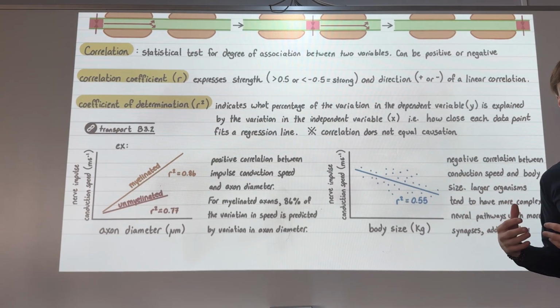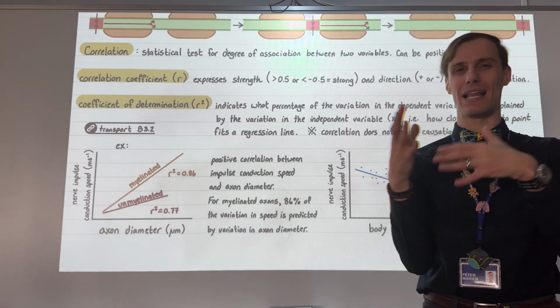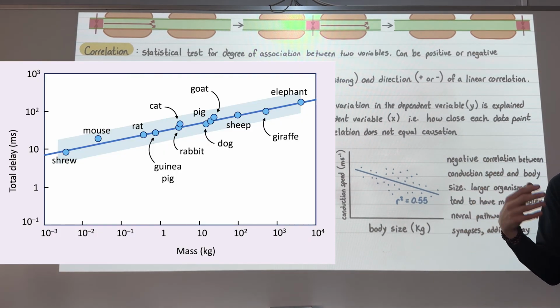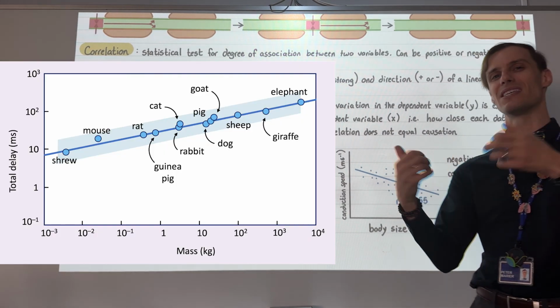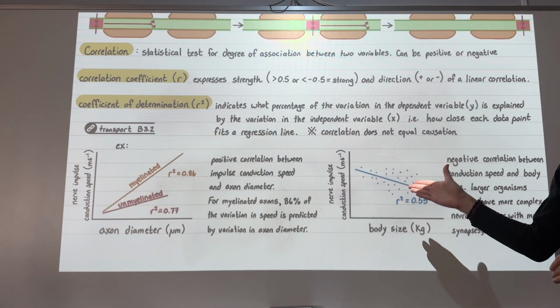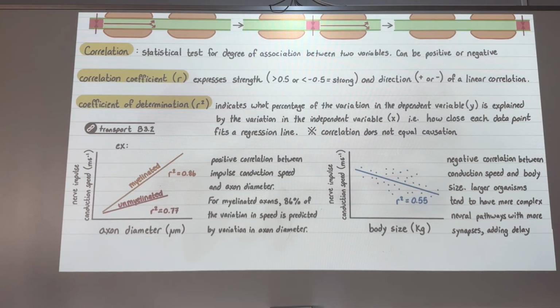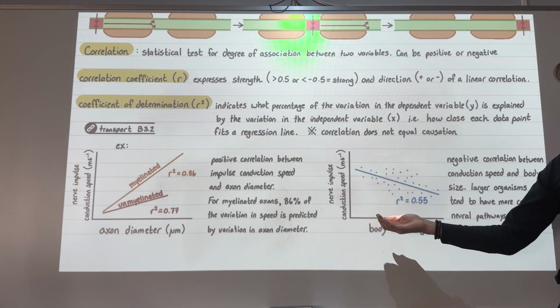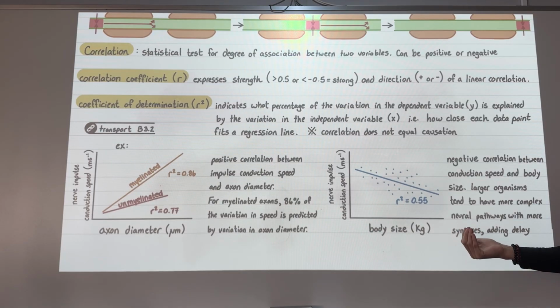As organisms get larger, they tend to have more and more complex neural pathways, and this causes more of a delay and a lower conduction speed because there are going to be significantly more synapses or junctions between neurons. In this case, this shows an R-squared value of 0.55, meaning around 55% of the variation in conduction speed is accounted for by differences in body size.